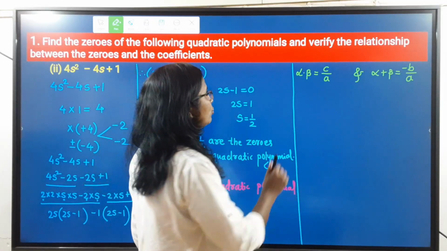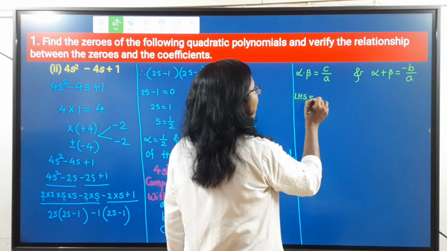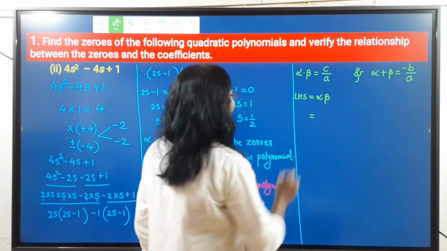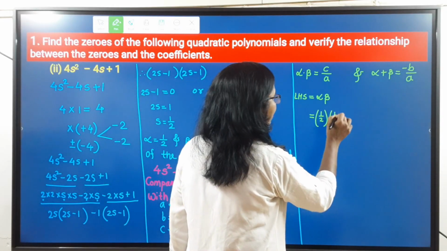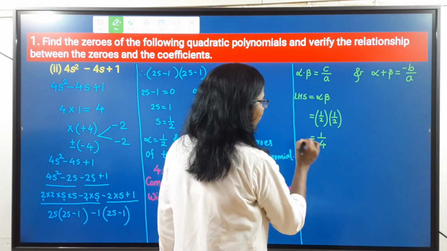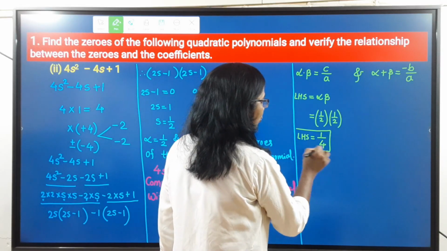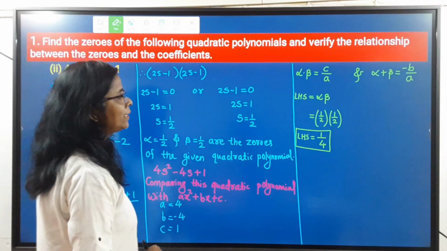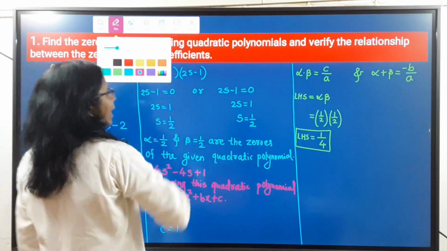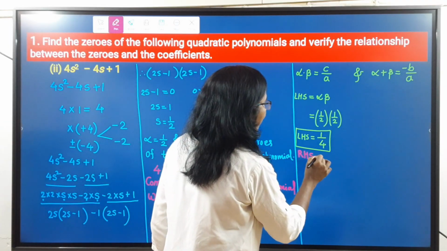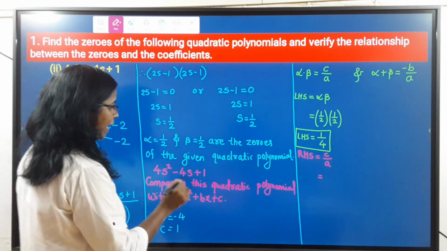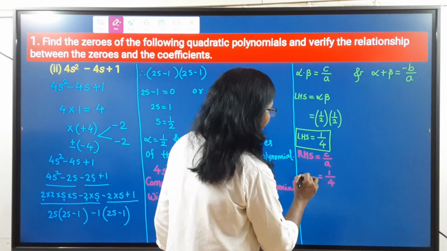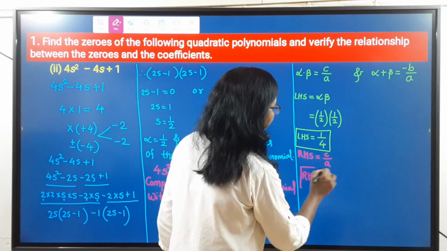So now students, LHS is equal to alpha beta. Alpha here is 1 upon 2, beta is also 1 upon 2. So 1 upon 2 multiply 1 upon 2 means 1 upon 4. LHS is equal to 1 upon 4. Now students, that is the RHS. RHS is equal to c upon a. So c is 1 and a is 4. So here 1 upon 4. So the RHS is equal to 1 upon 4.